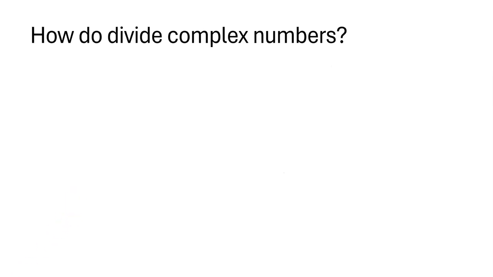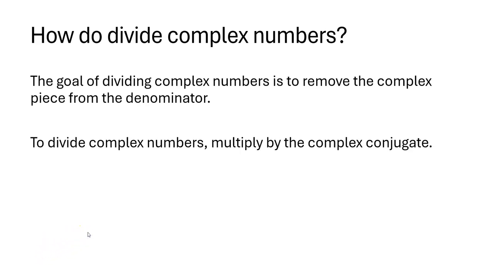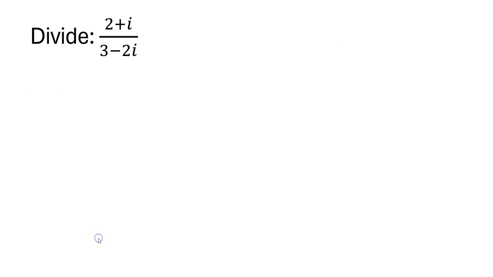So to divide complex numbers, the basic idea is we can never have a complex number in the denominator of a fraction. Dividing is essentially a fraction, right? The fraction bar is a division sign. And therefore, the goal is to remove the complex part from the denominator. We do that by multiplying both the numerator and the denominator by the complex conjugate.